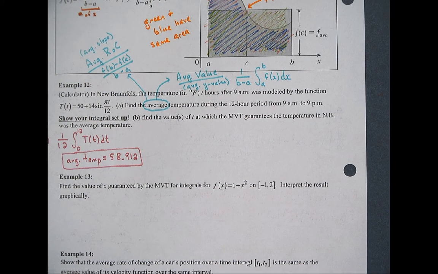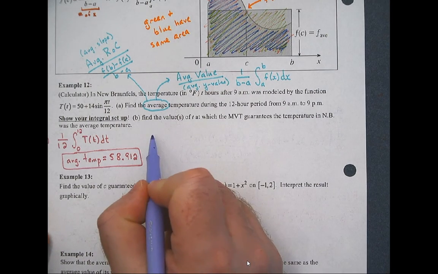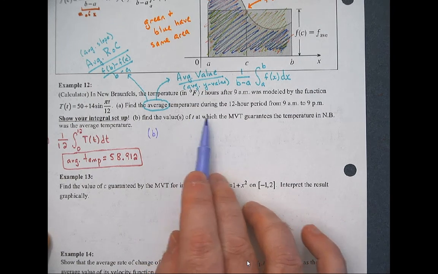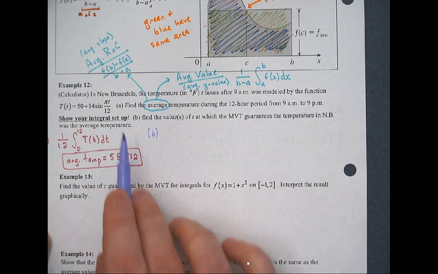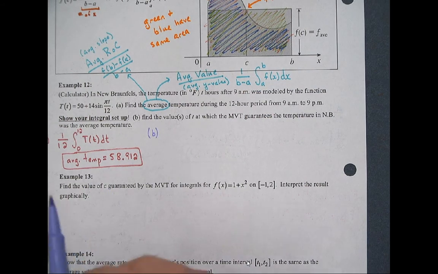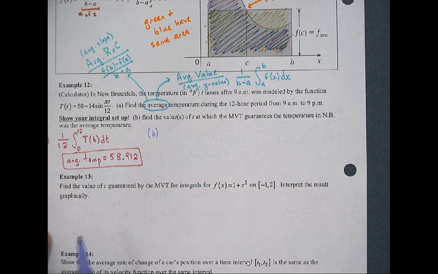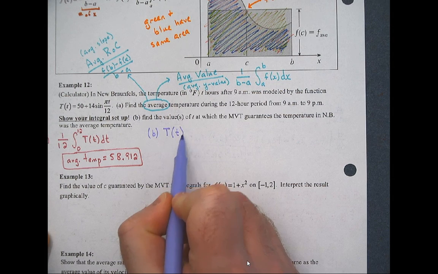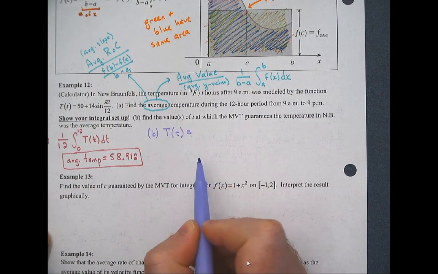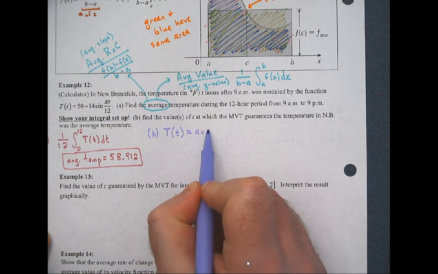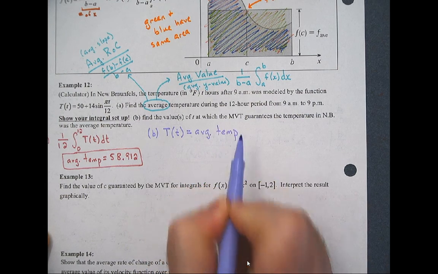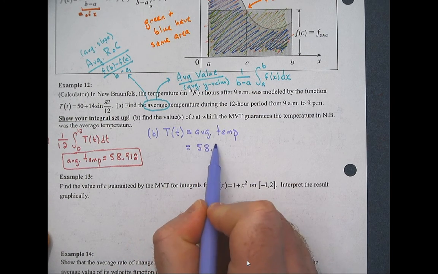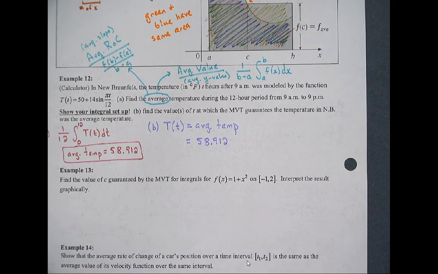Now part B is saying something a little bit different. Part B says find the values of little t, so find the times at which the MVT guarantees that the temperature was the same as the average. So I'm trying to find little t. I want to know, when is big T of little t equal to the average temp? In other words, we want to figure out when this is equal to 58.912.